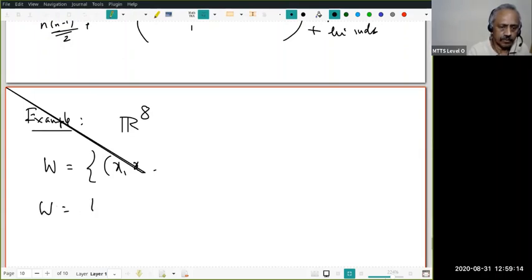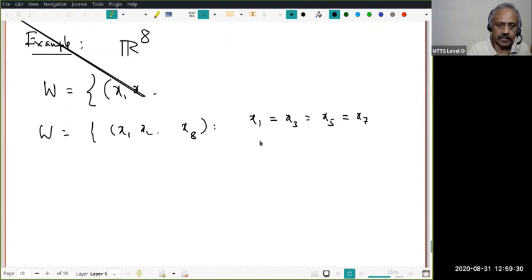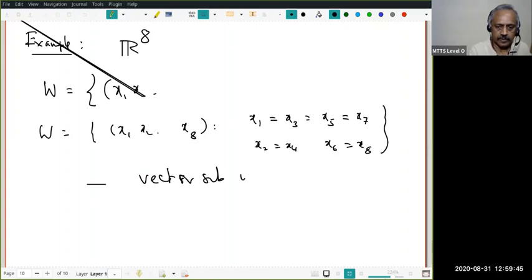So W equals x1, x2, up to x8. But what I want is that all odd coordinates should be equal. And among the even coordinates, I want x2 to be equal to x4, and I want x6 to be equal to x8. You understand this? This is my W. You can check this is a vector subspace of R8.